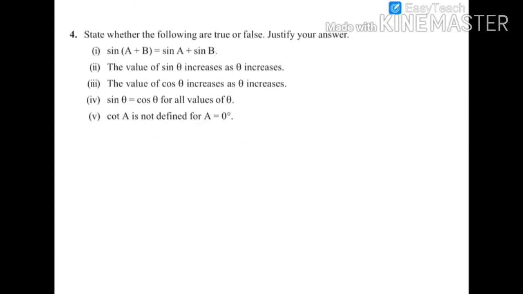Question number 4. State whether the following are true or false. Justify your answer. Now the first part and the last part of this question are going to be skipped because they are related to the ratios of 0 degree angle and 90 degree angle, which is deleted from the portion this year.